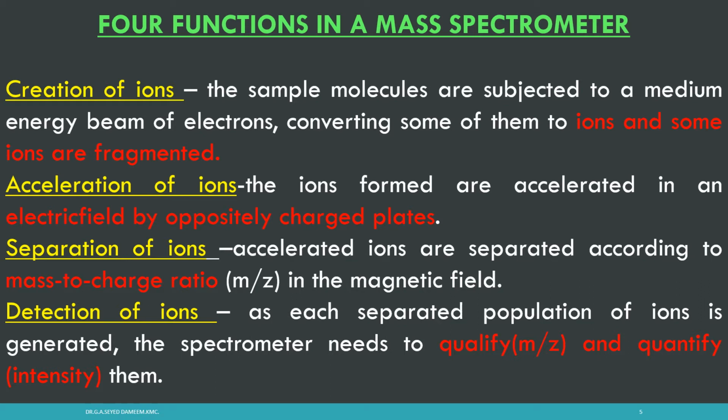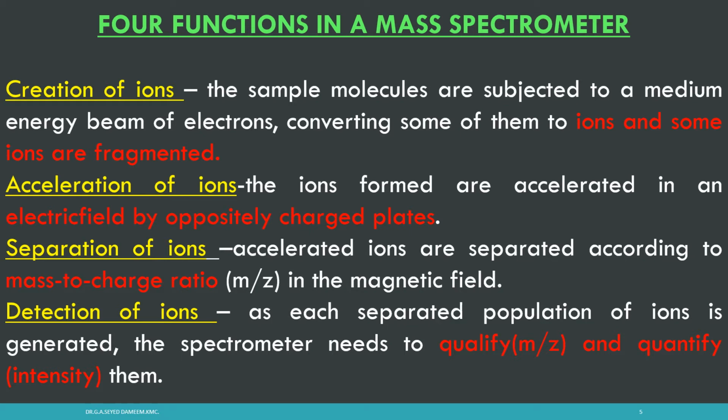After the formation of molecular ions and daughter ions, these ions are accelerated by allowing the ions into oppositely charged plates. That is, the ions formed are accelerated in an electric field by oppositely charged plates. And after getting a narrow beam, the ions are allowed to pass through the magnetic field, that is, separation of ions. That is, accelerated ions are separated according to mass to charge ratio, m by z, in the magnetic field.